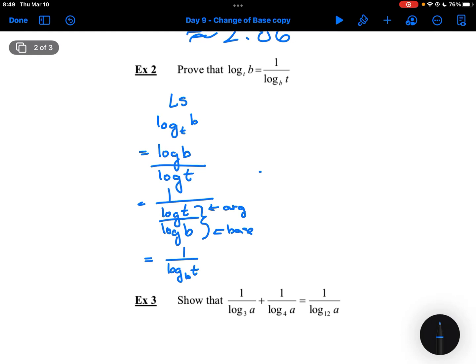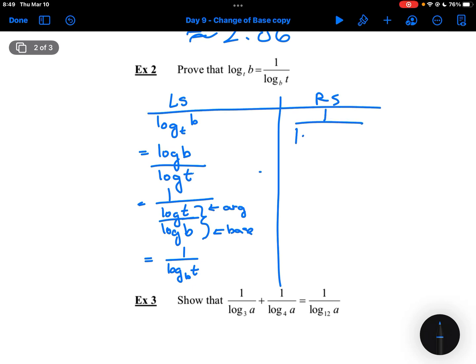The next one, I guess we should say, to make this a little bit more formal, should have our right side here, which is 1 over log base b of t. So therefore my left side happens to be equal to my right side.